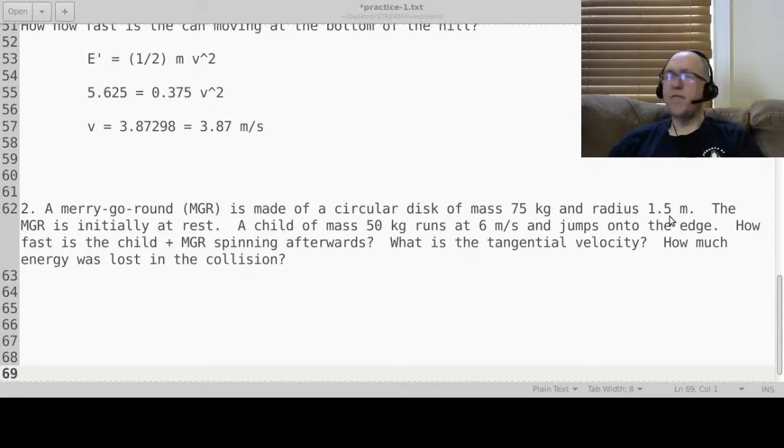It would be 4 feet. Okay, it's 4 feet, so that sounds about right. Maybe a bit more, I don't know, but there it is. And the merry-go-round is initially at rest. So it's just sitting there, and a child that weighs 50 kilograms, roughly 100 pounds, is running at 6 meters per second, which is a pretty good pace, and then jumps onto the edge of the merry-go-round.